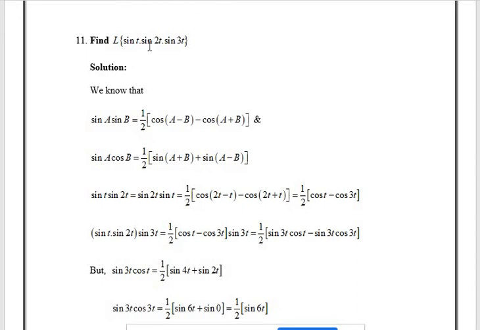Laplace transformation of sin t into sin 2t into sin 3t. We know that sin a sin b is equal to half into cos of a minus b minus cos of a plus b, and sin a cos b is equal to half of sin a plus b plus sin a minus b. By using these two, let us expand sin t sin 2t, that is half into cos of a minus b. A is 2t, b is t. So cos 2t minus t minus cos of a plus b. A plus b means 2t plus t.